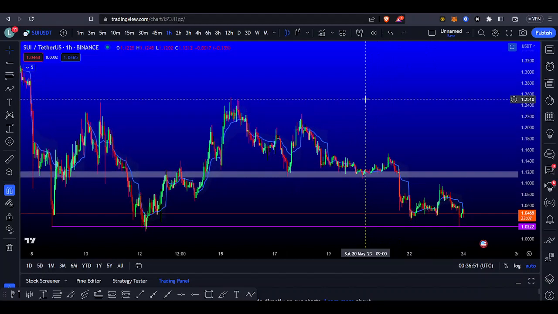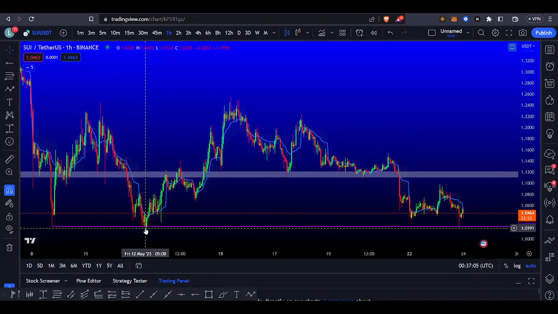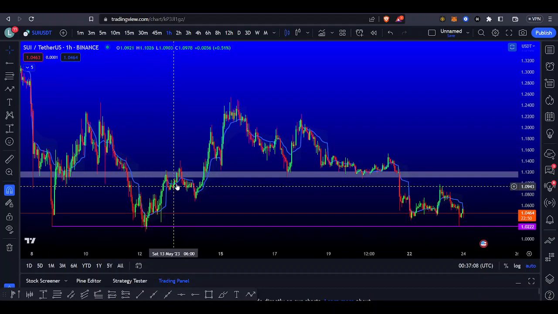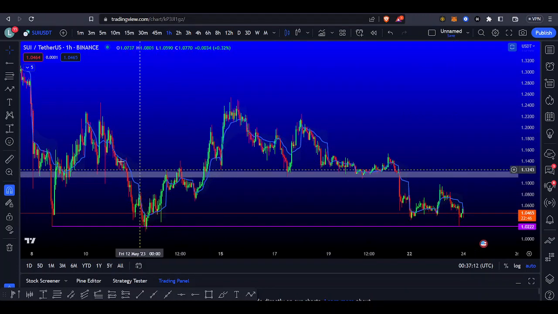alts right now, right? It seems like a lot of them have temporarily bottomed. Do I know for sure? No, but it does look like that is the case. SUI has made a major low right here after this pivot low, and it's retested it, did a swing failure, moved up, came back down, is now retesting these levels.